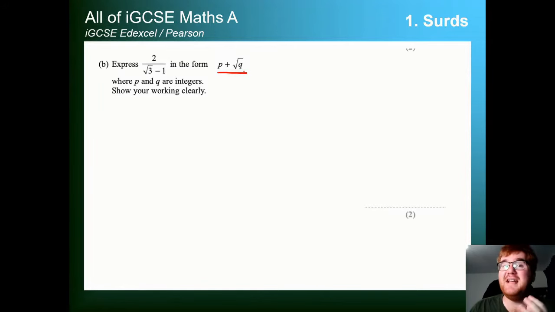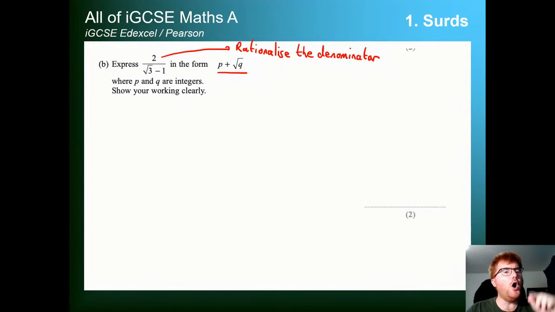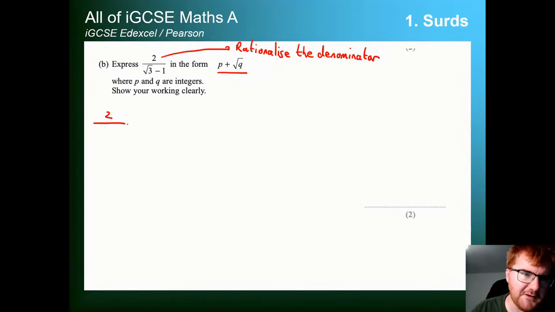Now notice on Edexcel specifically, they don't give you this phrase which I talk a lot about on Cambridge, which is rationalise the denominator. So one of the differences between the courses here is you need to remember that if you've got a surd as a fraction in some way, you're going to have to do this process. Now, what do I mean by rationalise the denominator? Well, we want to get a whole number in the bottom of our fraction. So let's go through these steps. It's a very important skill.